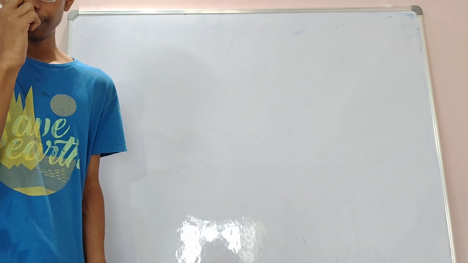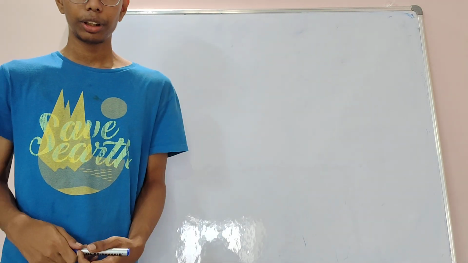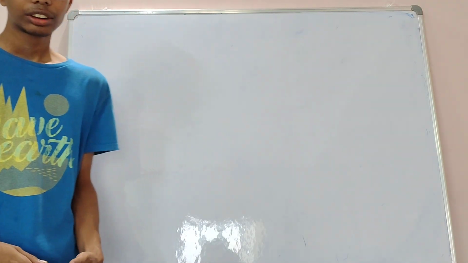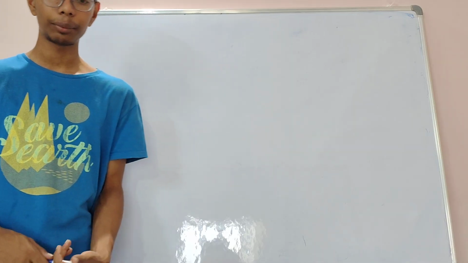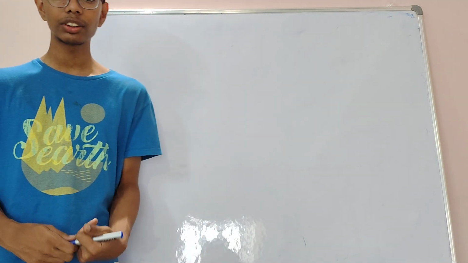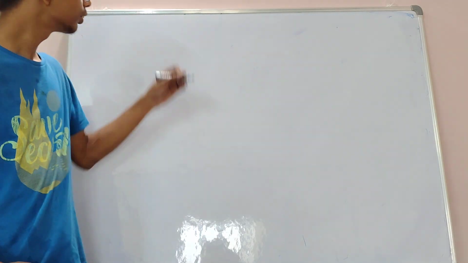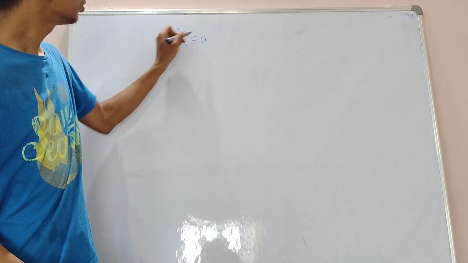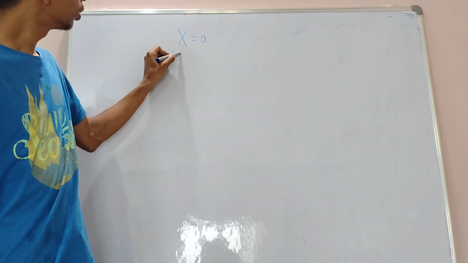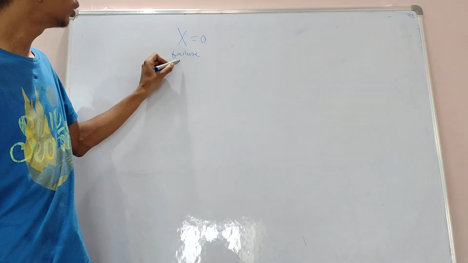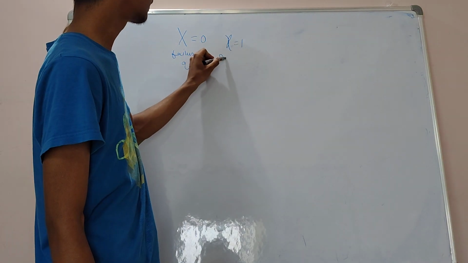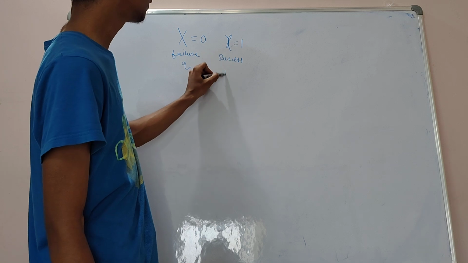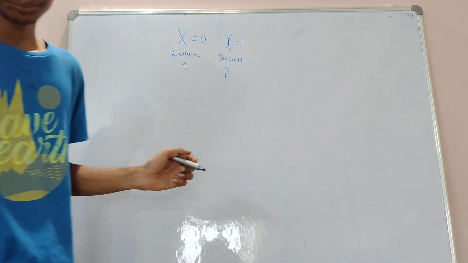So in today's video we will discuss the Bernoulli random variable. What is a Bernoulli random variable? It is a random variable which has only two outcomes. Either x is equal to 0, that is failure, and the probability of failure is q, or x is equal to 1, that is success, and the probability of success is p.